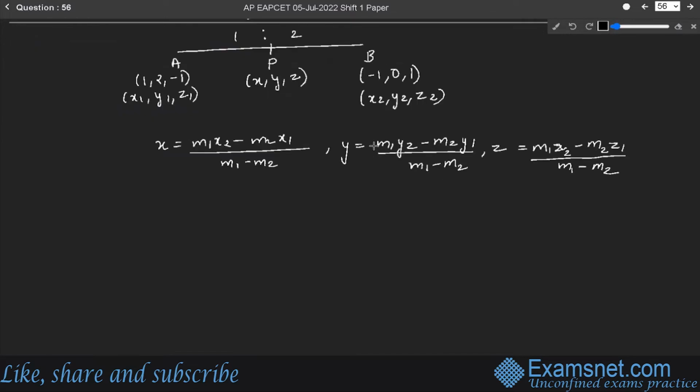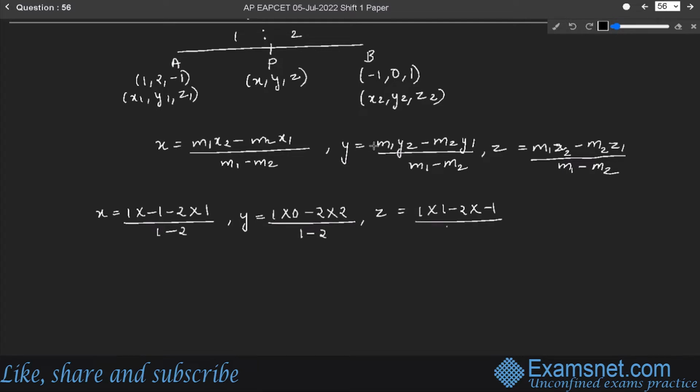Now we have to calculate the values here. So X will be equal to 1 into -1 minus 2 into 1 divided by 1 minus 2. Y will be equal to 1 into 0 minus 2 into 2 divided by 1 minus 2. And Z will be equal to 1 into 1 minus 2 into -1 divided by 1 minus 2. Therefore, X will be equal to -1 minus 2 divided by -1.